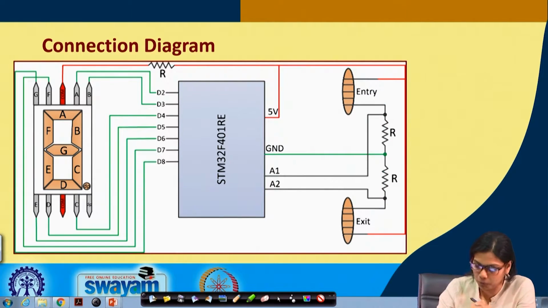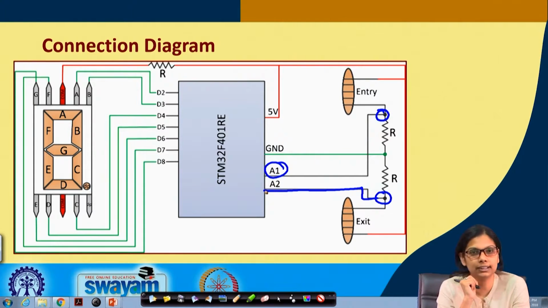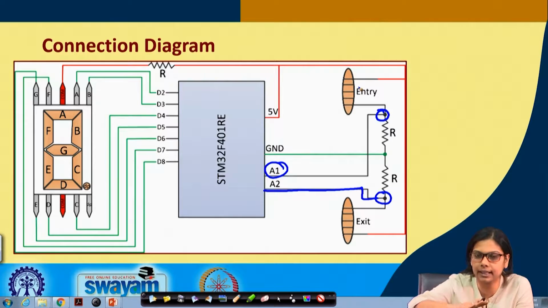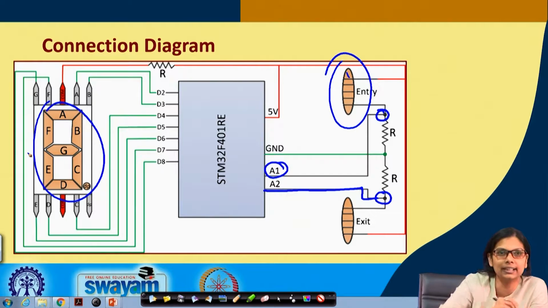And from where we are taking both A1 and A2? From this point, the entry point, it is connected to port A1, and from this exit point, it is connected to port A2. This is all about the connection. Now, what will happen whenever there is an interruption in this particular LDR? This 7th segment will get incremented.